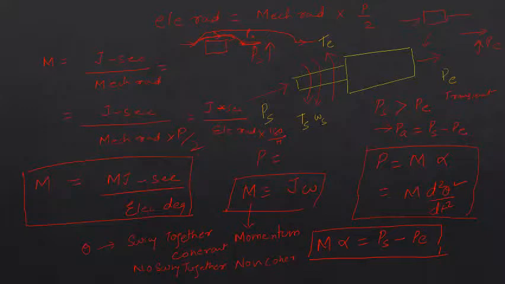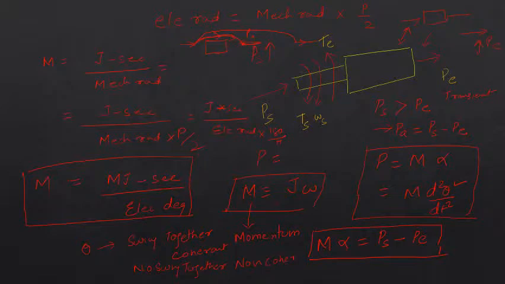Now this acceleration will change your angular displacement. If the angular displacement of these two machines changes together, that means the electrical effect on these two machines is the same. These two machines are operating under the same effect, so I can say that they are coherent. Now it is operating in coherency.